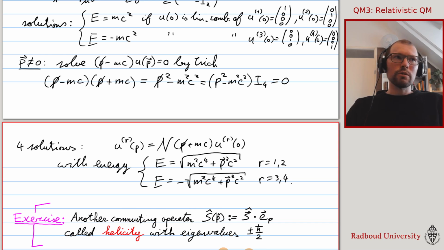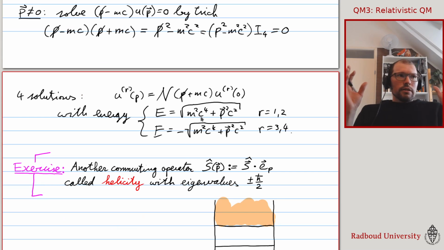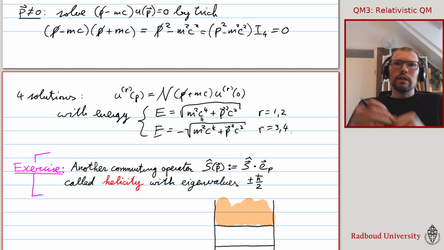So we have these 4 components, these 4 solutions. How can we interpret these? Here's another preview of the exercise session on Monday. We saw that we have the spatial momentum and the Hamiltonian commuting, so we can simultaneously diagonalize these operators, but there is actually another operator that commutes with both the Hamiltonian and the momentum, and this is the helicity operator. So what is the helicity operator?